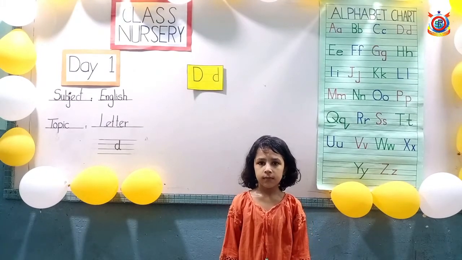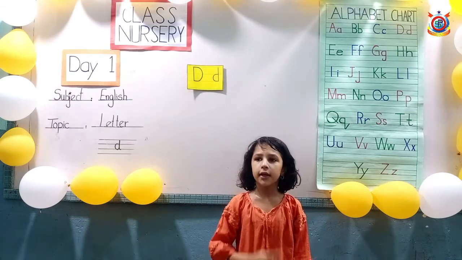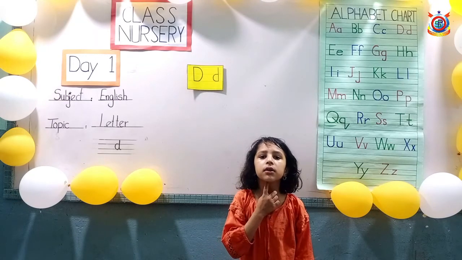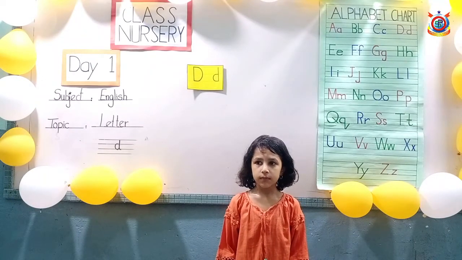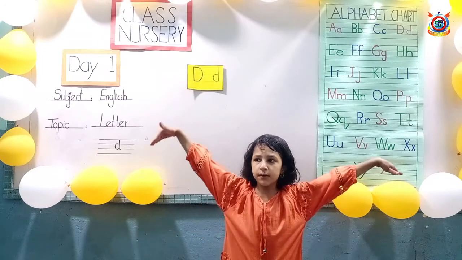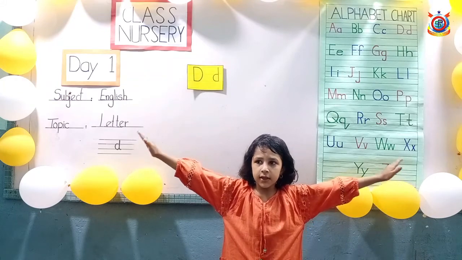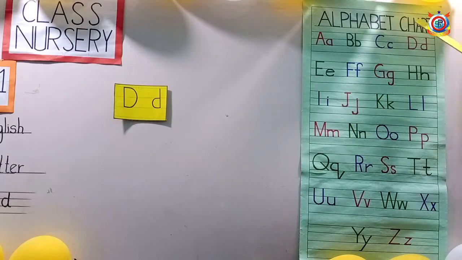Okay, now letter C and the sound K. Name C sound K. Okay, now letter D and the sound D. Name D sound D. Okay, students, now look at this alphabet chart.